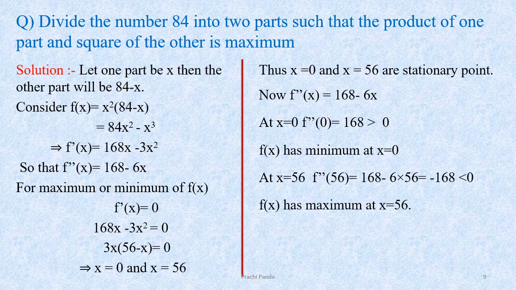So from this we can conclude that 56 is one part of the 84 and 84 minus 56, that is 28, is the other part. Therefore the two parts of 84 are 56 and 28, which gives us the product of one part and square of the other part is maximum.